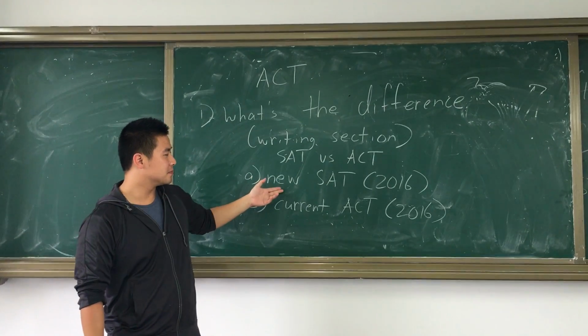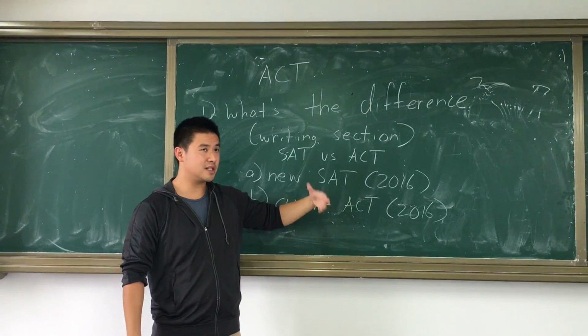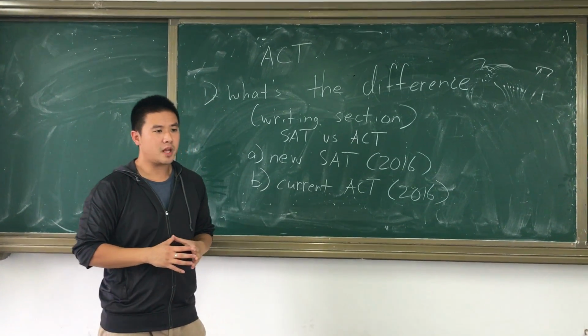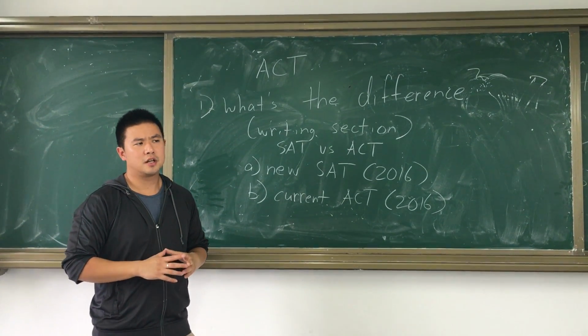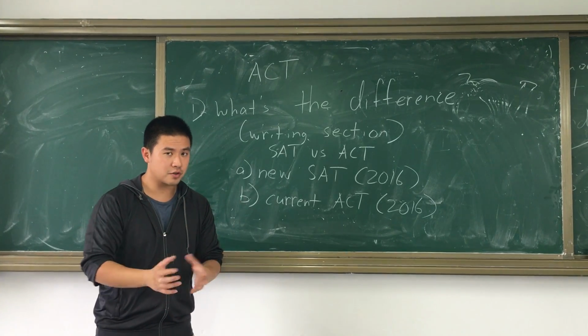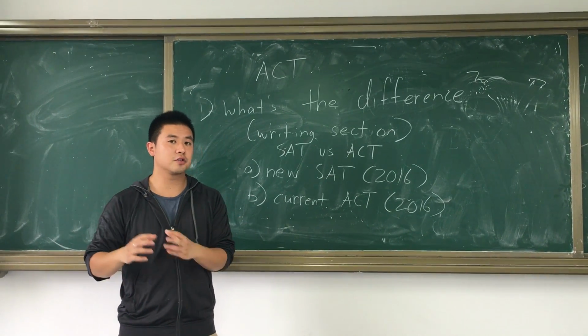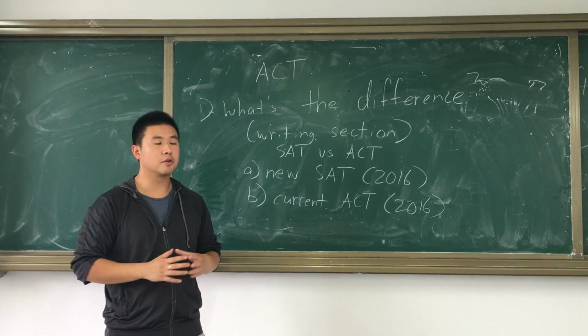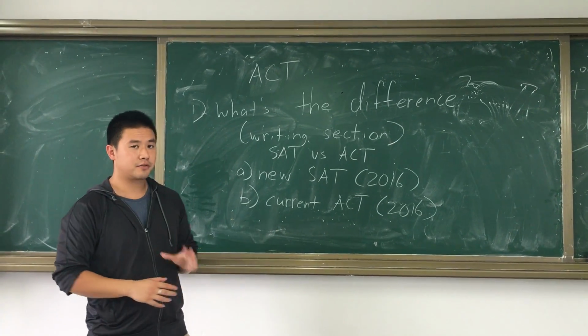Currently, the new SAT, as released in 2016, comprises two sections, reading and writing, which you can also call verbal, and math, and also a writing section, which is optional, but most schools require. And the ACT has 5 sections.